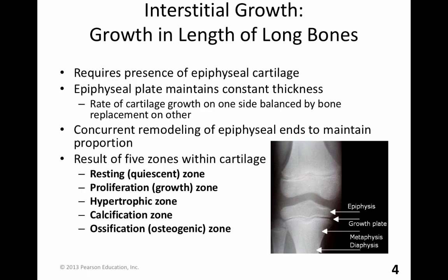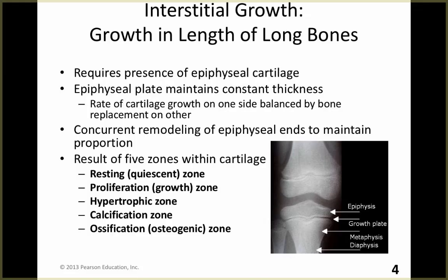And so let's talk a little bit about interstitial growth. It requires the presence of epiphyseal cartilage. And if you can see here, this right here is showing you the epiphyseal plate. And the reason why you can see this line that's right here, and you can see it again up here, is because it's made out of cartilage and not bone. So the epiphyseal plate remains this constant thickness.